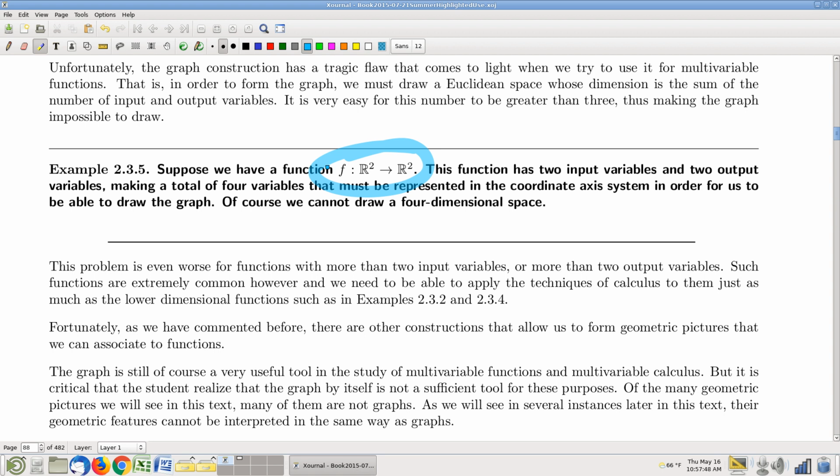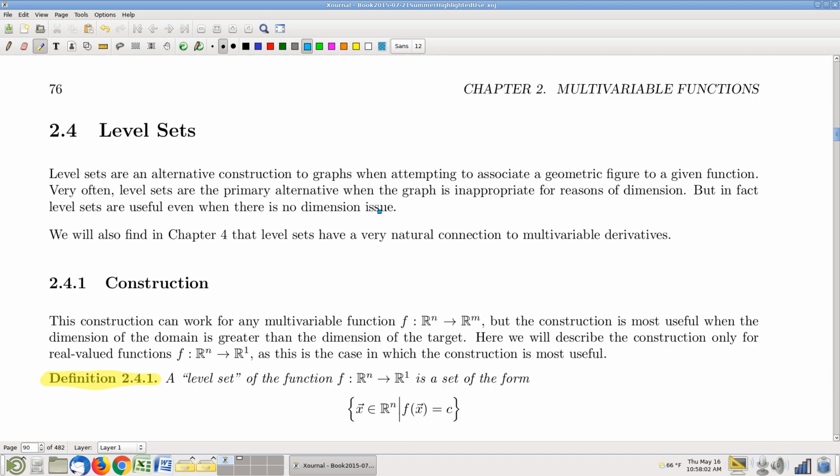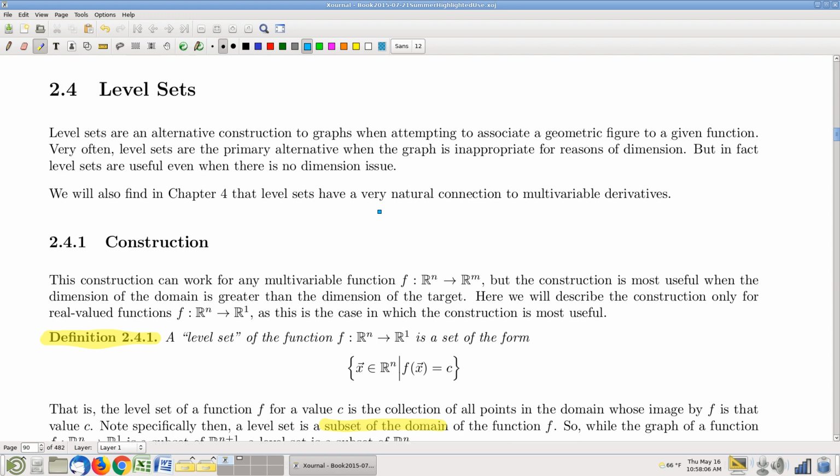Is everybody on board? Okay. All right. So please do not hang your hat on graphs. That's a losing strategy. Okay, examples to do. Now, what do we do if graphs are not something we can rely on?